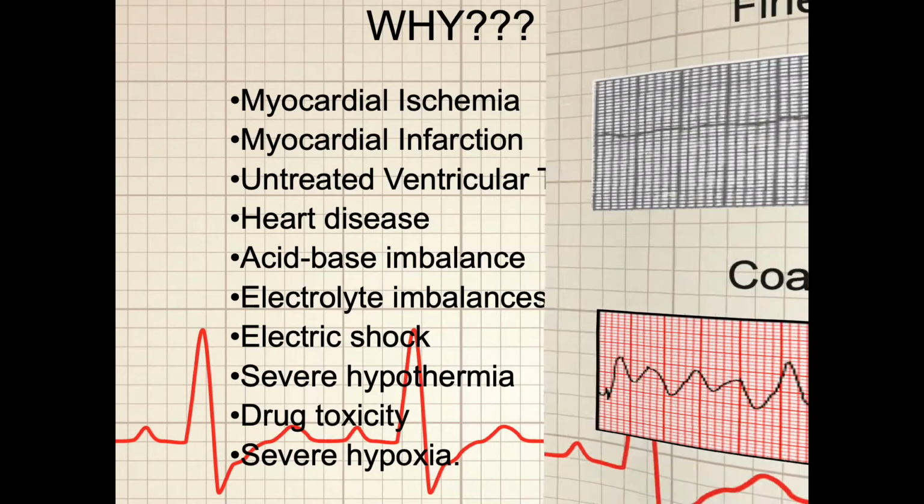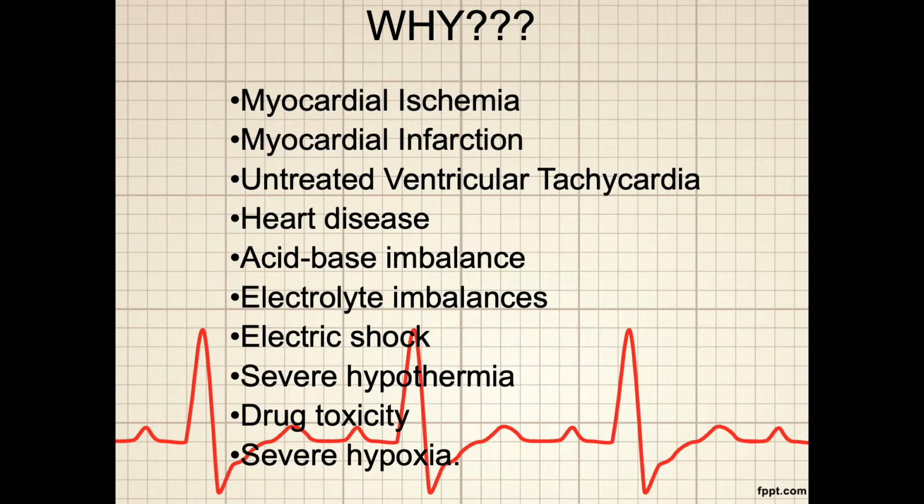There are a number of different reasons why a patient will develop this potentially lethal arrhythmia, and they include myocardial ischemia, myocardial infarction, untreated ventricular tachycardia, heart disease, acid-base imbalances, electrolyte imbalances, an electric shock, severe hypothermia, drug toxicity, and severe hypoxia. The rhythm itself is not what should be treated. Instead, treat the patient's hemodynamic status. Whether they are suffering from a tachyarrhythmia or a pulseless arrhythmia will dictate the ACLS algorithm that you should choose.